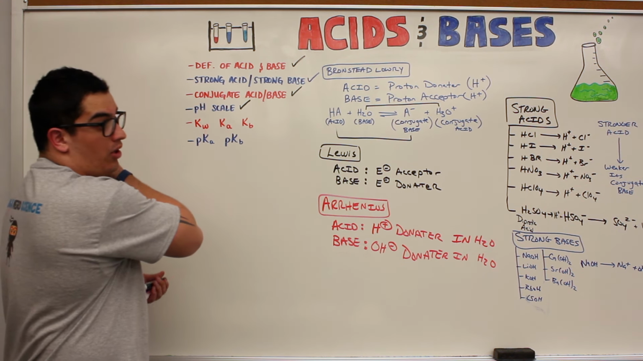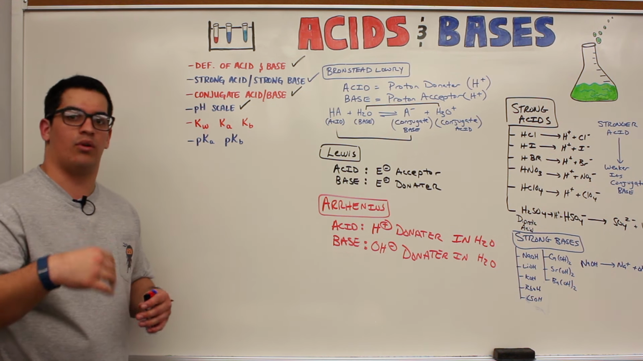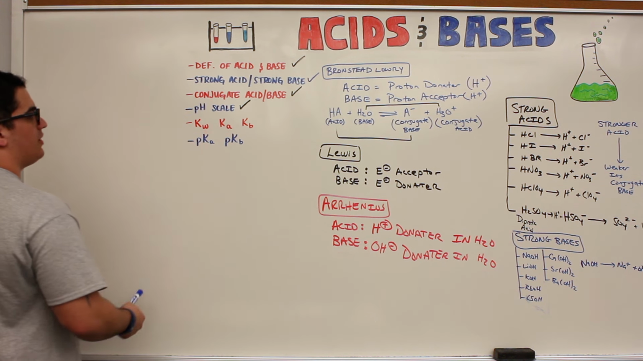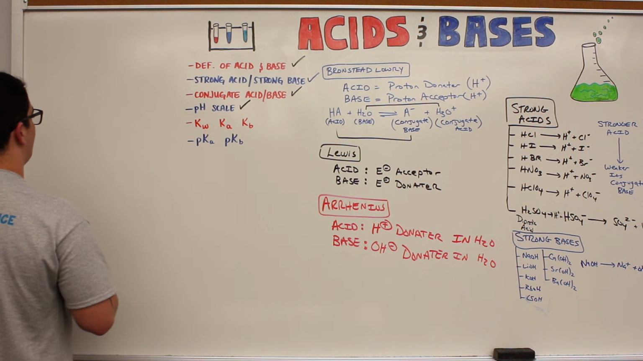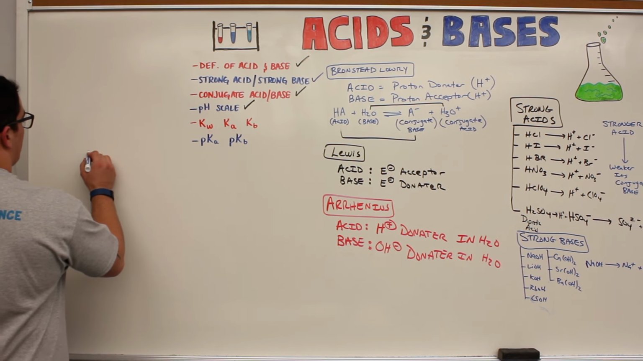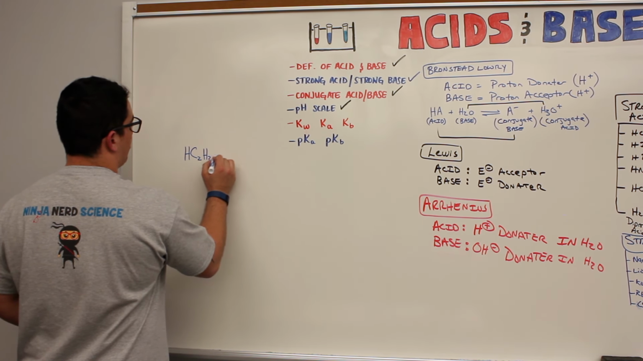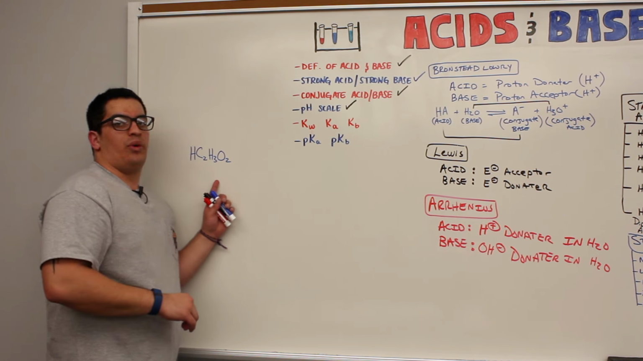So right now we've only been talking about strong acids and strong bases. So we have to get a baseline definition of what's up with these weak acids and weak bases. I'm going to give you an example. First off, let's just do a weak acid. An example of a weak acid could be acetic acid. So I'm going to pick acetic acid, HC2H3O2. Acetic acid is a weak acid.